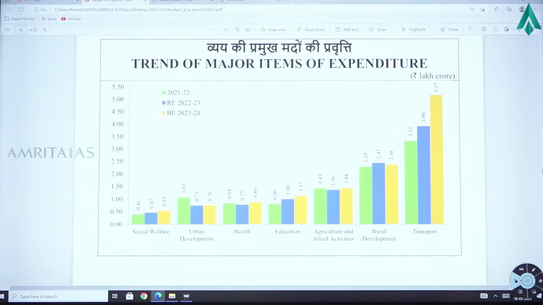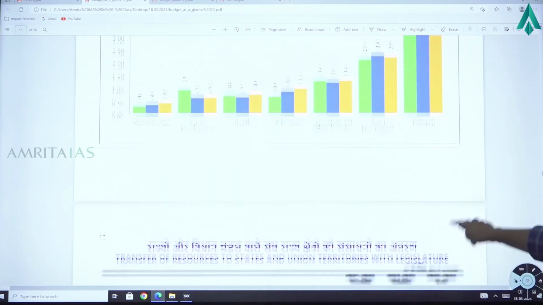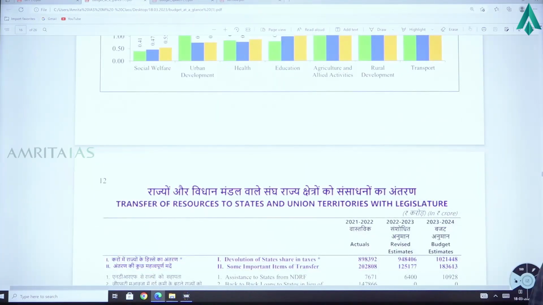Social welfare continuously increasing in the last 3 years. Urban development reduced, health no, education consistent increase, agriculture no, transport is yes. So just remember transport and education, social welfare also. Okay. See, if you know about all these things, you can write the answer to whatever question they have given.